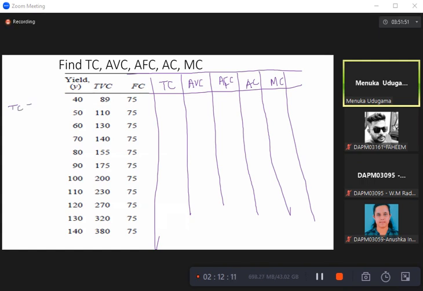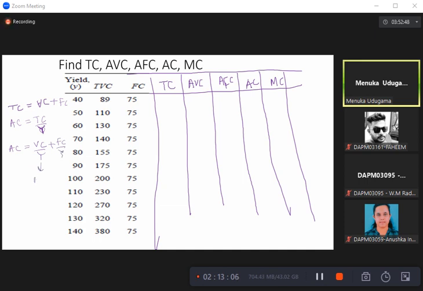Total cost is made up of variable cost plus the fixed cost, and then average cost is actually total cost divided by Q, in this case it's Y, and average cost is also made up of variable cost divided by Y plus fixed cost divided by Y.